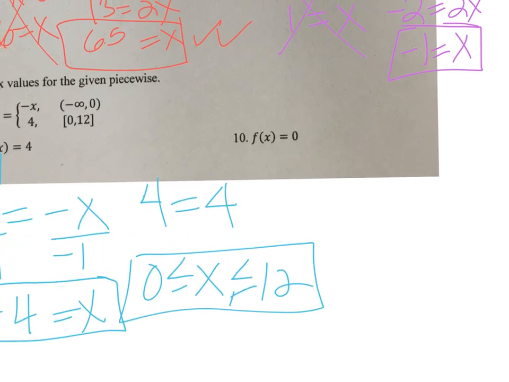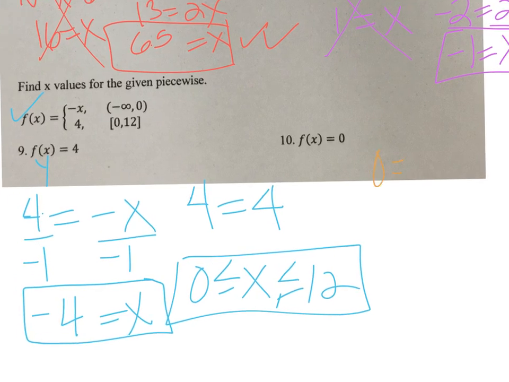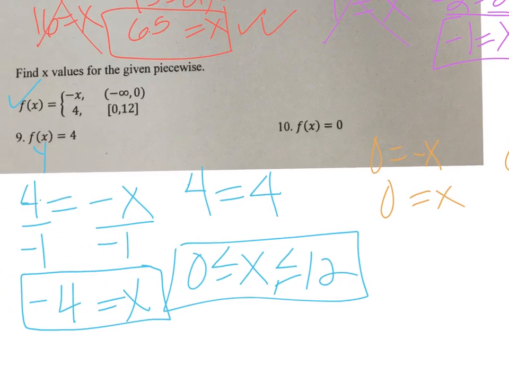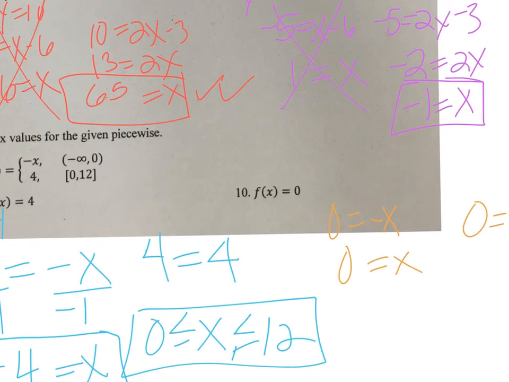So if I look back over here, I have 0 equals negative x, and then I have 0 equals 4. Okay, 0 equals negative x. If I divide both sides, I still get 0. So 0 equals x. Does that fit into that first one? X equals 0. No, it doesn't include that. So that's not going to be a value for x. All right, so let's try the next one.